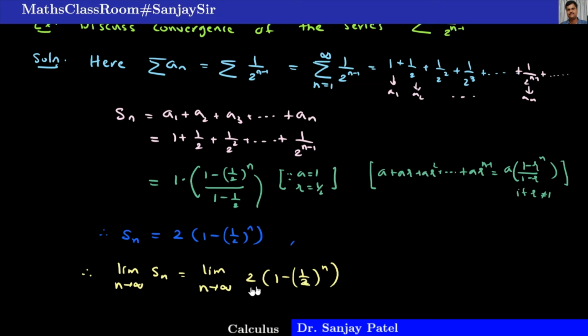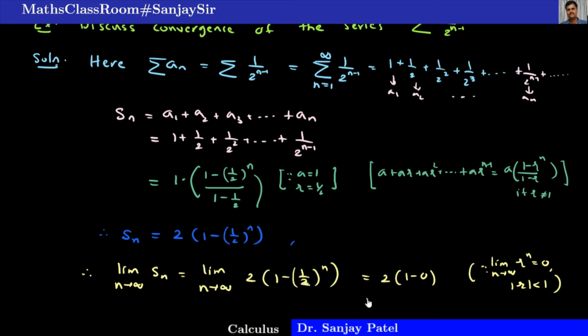We know very well that the limit of 1 by 2 raised to n is 0 as n tends to infinity, because we have a formula for the limit of a geometric sequence. So I can write directly using that formula: the limit as n tends to infinity of r raised to n is equal to 0. This formula is valid only for mod r less than 1, that is, the value of r is between minus 1 and 1. And here r is equal to 1 by 2. So we can use this formula and write the limit as n tends to infinity is equal to 0.